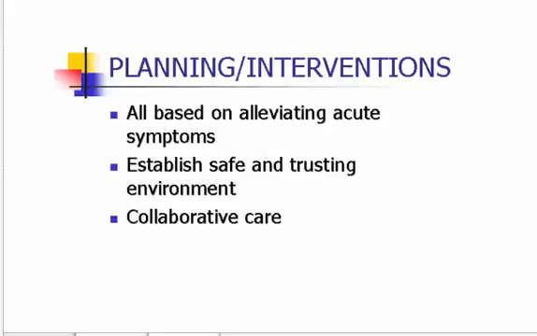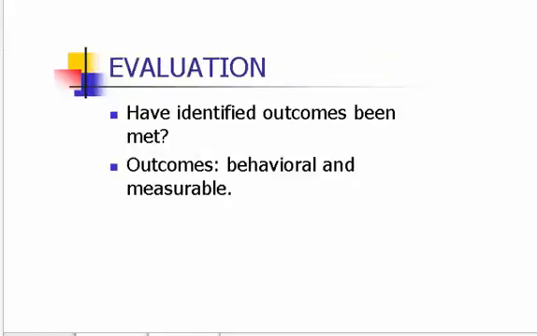Planning and interventions. Since the assessment, plan, and outcomes are all based on alleviating acute symptoms, much of the nursing care will be collaborative and involves use of medications to bring the symptoms under control. Evaluation. Evaluation of nursing care is always based on whether or not the identified outcomes have been met. When the outcomes are written in behavioral and measurable terms, the nurse can readily evaluate if the outcome has been met.